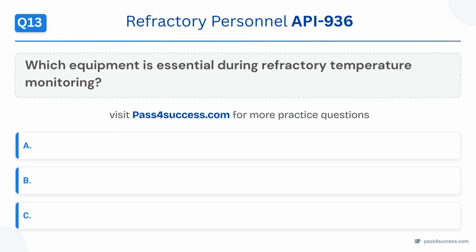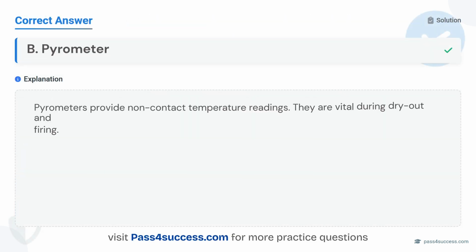This one trips up a lot of candidates. Which equipment is essential during refractory temperature monitoring? A. Gas chromatograph. B. Pyrometer. C. Tachometer. Correct answer is B, pyrometer. Pyrometers provide non-contact temperature readings. They are vital during dryout and firing.